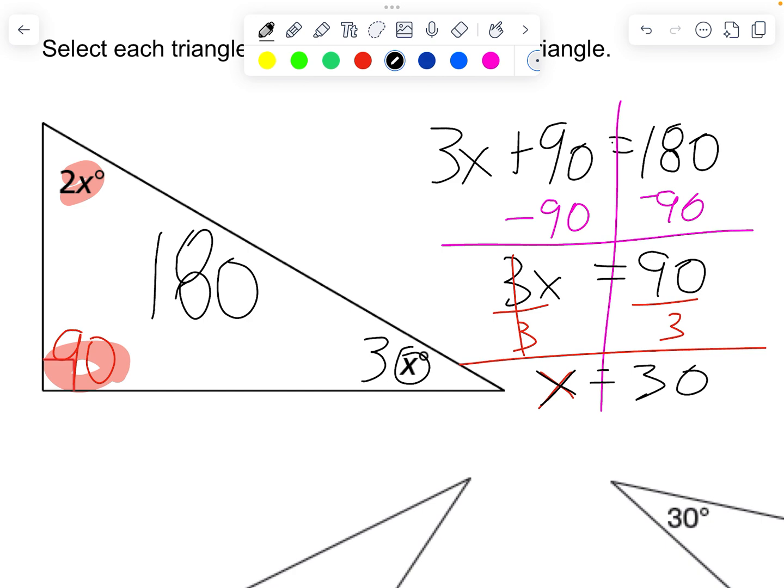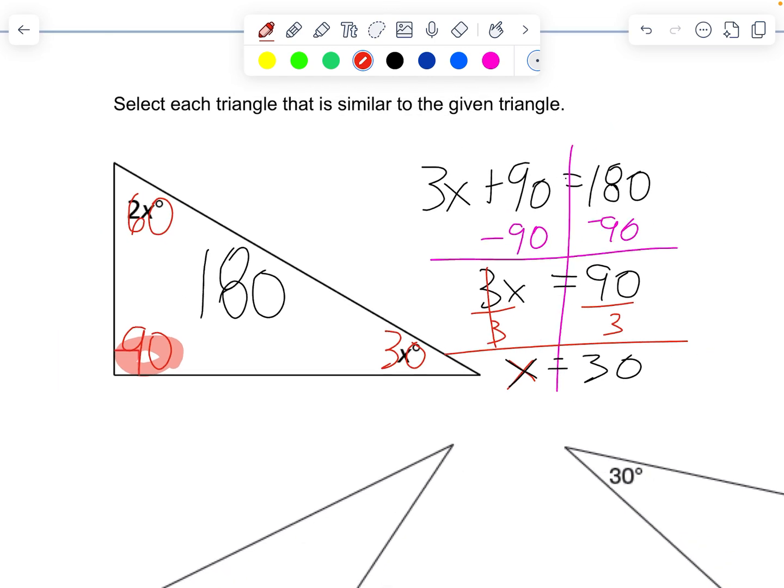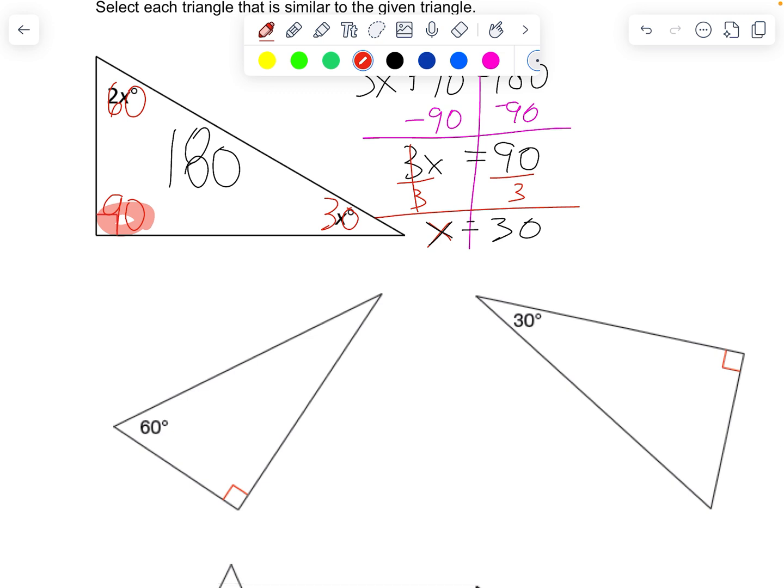And this angle, let's go back to red. This angle is 30 degrees, and this angle is twice that. It's 60 degrees, okay? So let's write that in, 60 degrees. All right, so I got a 30, 60, 90 triangle. So let's go look at these. Uh-oh, look at this. 90 right here, 60 right here. It's got to be 30 right here. So this is a yes.